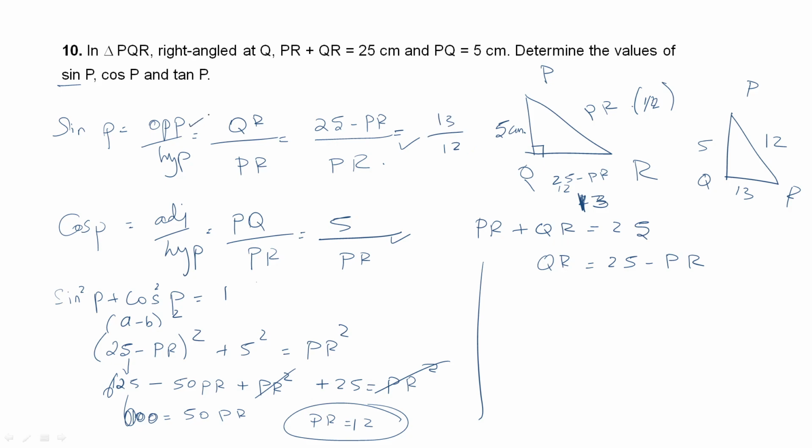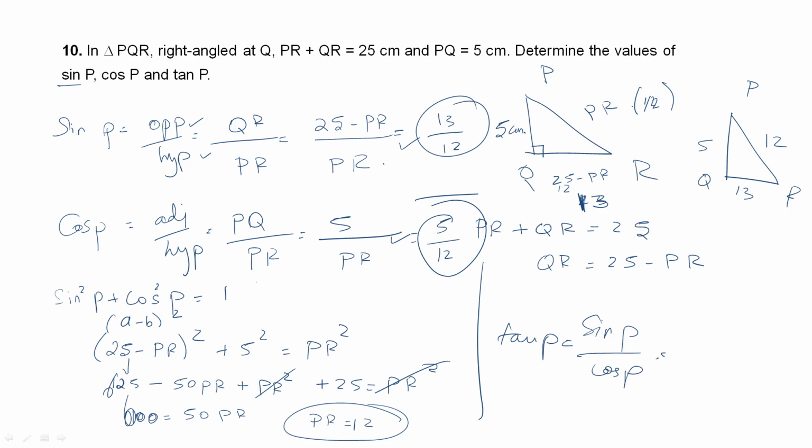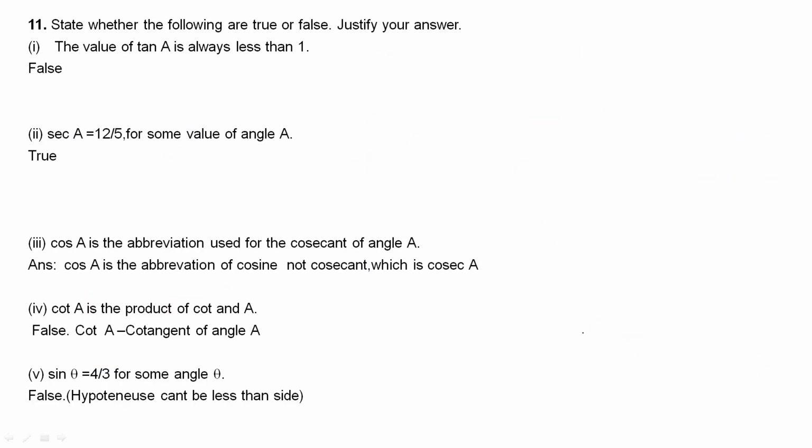Or else we can directly substitute opposite by hypotenuse. Adjacent is 5 and opposite is PR, which is 12. Okay, both done. So now we have to find out tan P. Tan P is this divided by this, because it is sin P by cos P. So this will become 12 by 5. Okay, done.